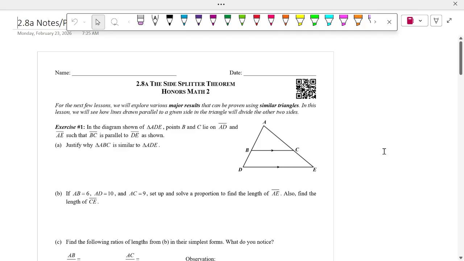Okay. So take out your packet. Go to page 9. I'll check homework at the end of class.